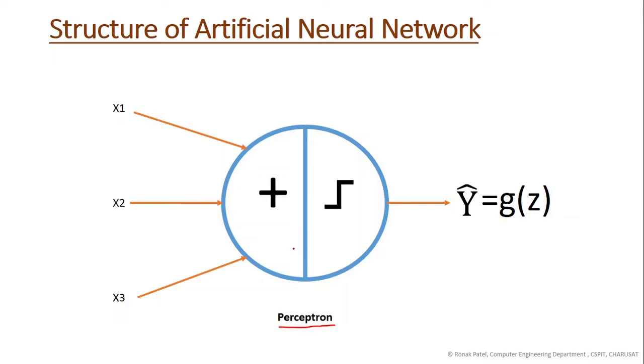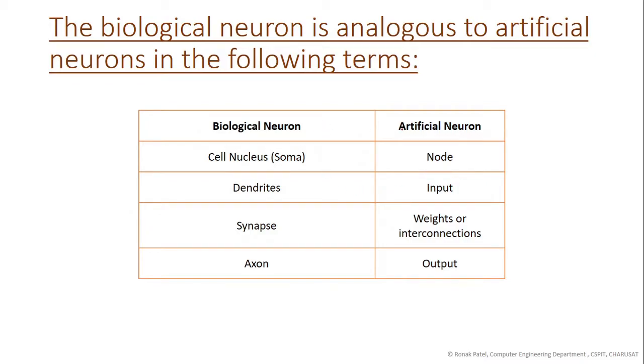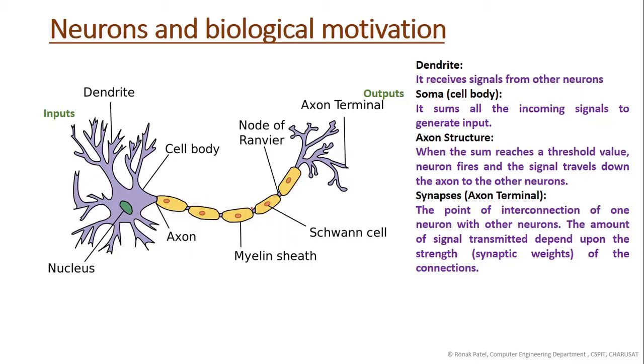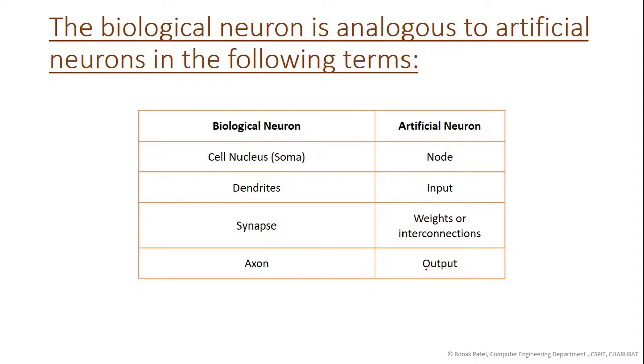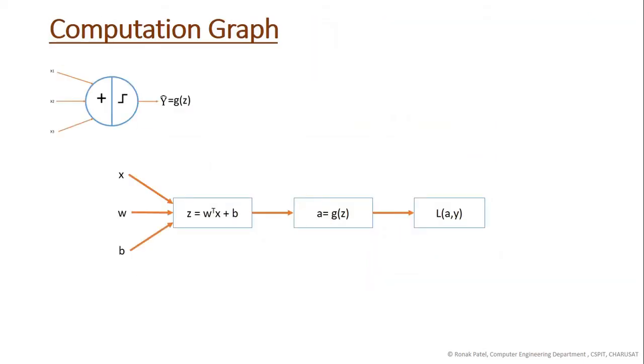So this is the basic structure of an artificial neuron. Right now I am saying neuron, it's not a network, because right now we have only one. If you see the similarity between the biological neuron and the artificial neuron: the cell body, the nucleus, the soma, that is your node; dendrites, that is your input; synapses, you can say weights or interconnection, meaning how strongly you want to give your output. So these are your weights. When a signal passes from here, what weight should I give to that signal? That is this thing. And the axon, that is your output.